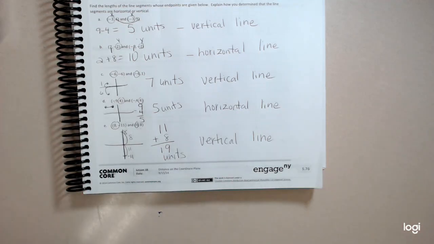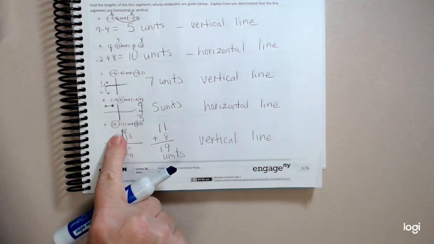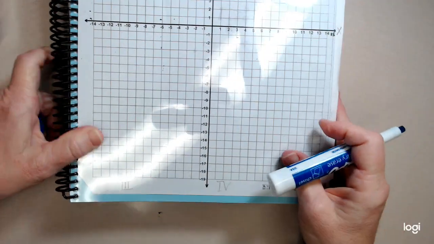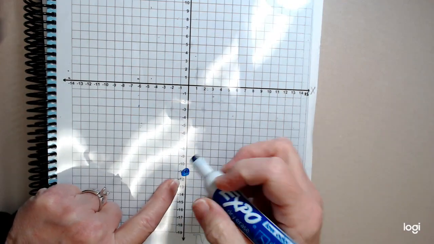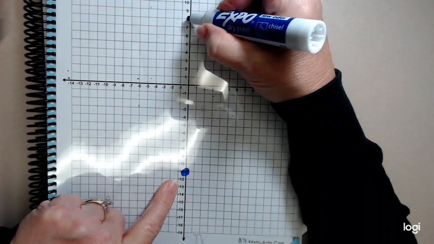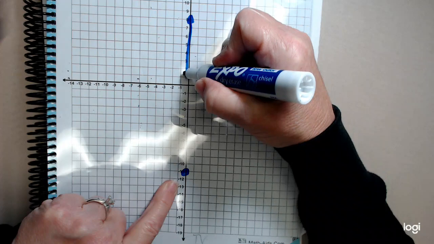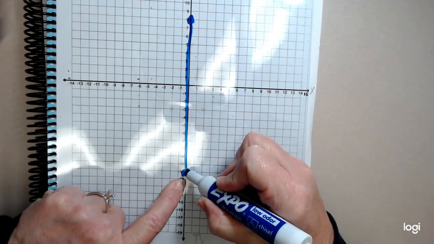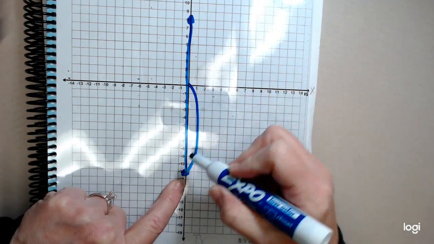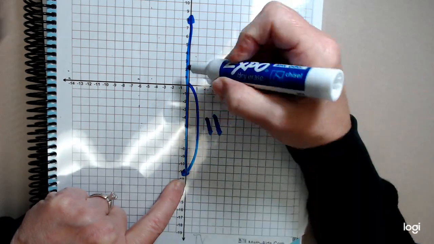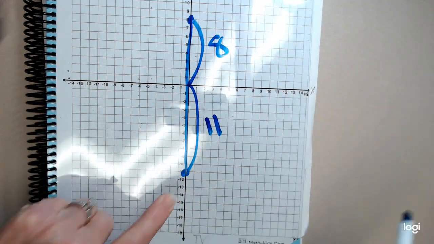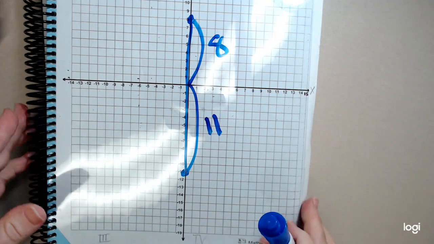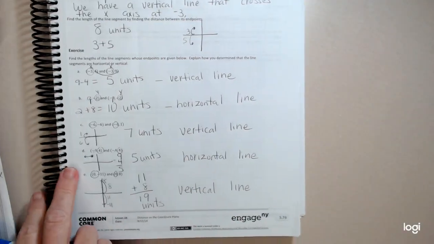Let's check to see if I am correct. All right, (0, -11) and (0, 8). Here we go. 0, -11, and over 0, up 8. Whew, that's a pretty big line. From the origin down here is 11. And from the origin up here, it is 8. And so I am correct. 11 plus 8 equals 19 units.